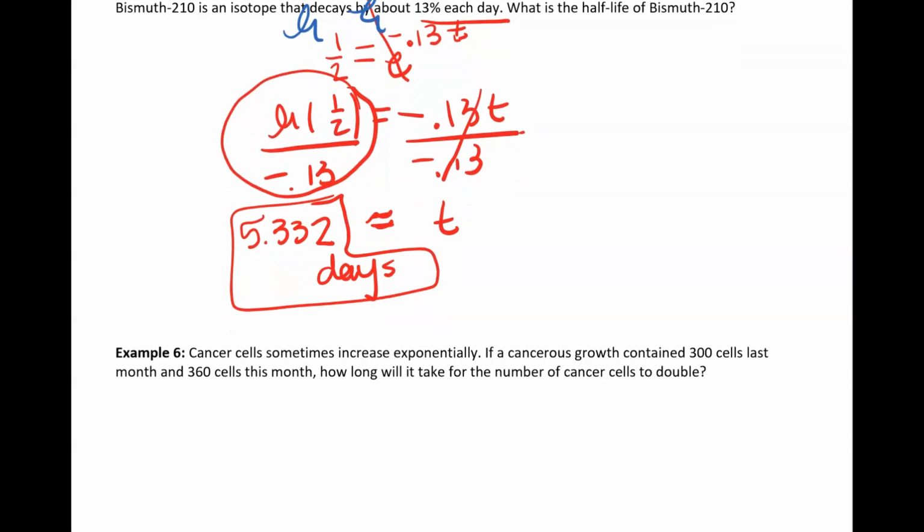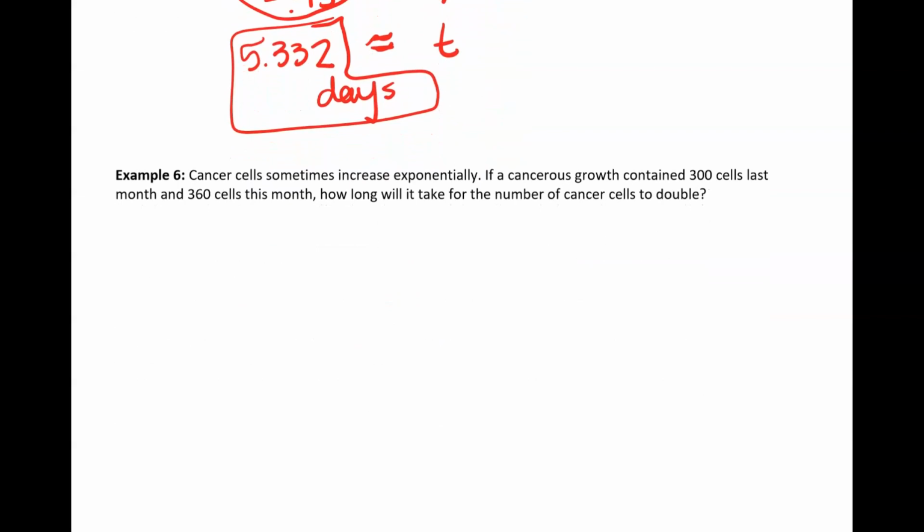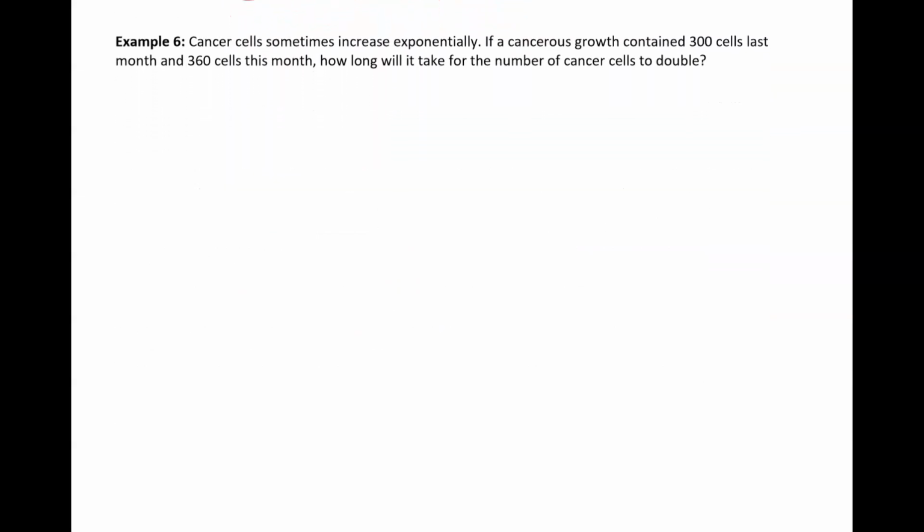One more. Cancer cells sometimes increase exponentially. If a cancerous growth contained 300 cells last month and 360 cells this month, how long will it take for the number of cancer cells to double? So let's slowly work through this one. First thing we're going to do is use f of t equal to a times b to the t. The reason I want to use this one is if you remember, when we have 2 sets of data, we can go back to our exponential equation and solve for our a's and b's. And that's what we're going to do here.